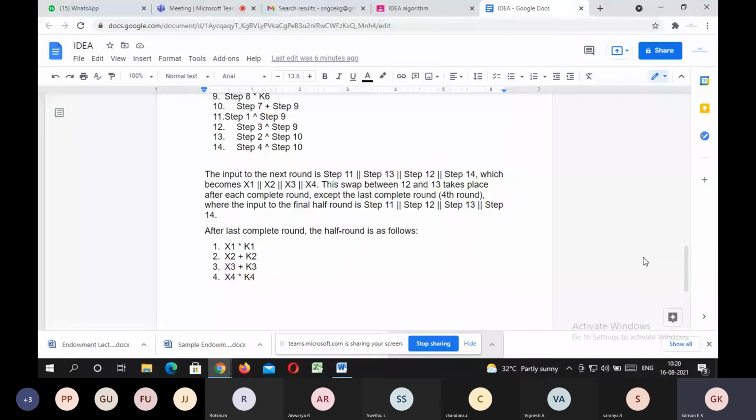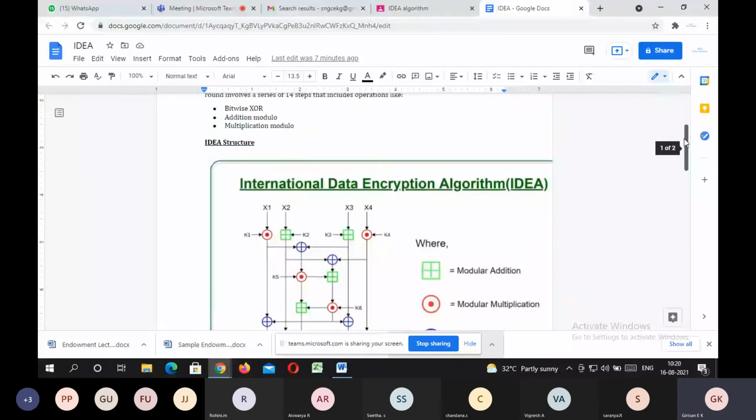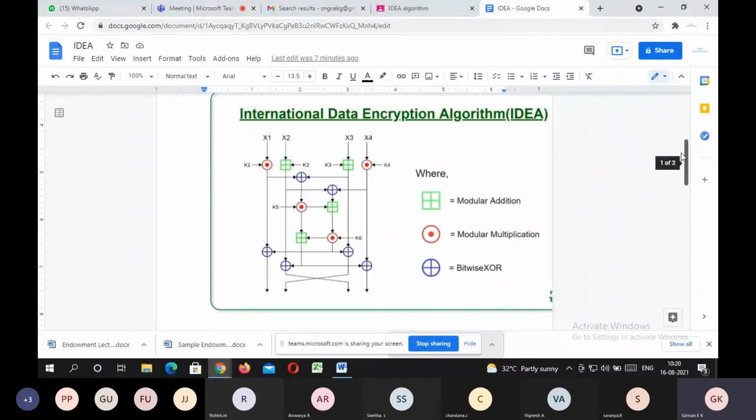Therefore, X1 multiplied by K1, X2 plus K2, X3 plus K3, X4 into K4 will be done after this round. Then again the sequence of steps will be undergone, and this process continues. Can you understand? This is the architecture or structure of the IDEA algorithm.